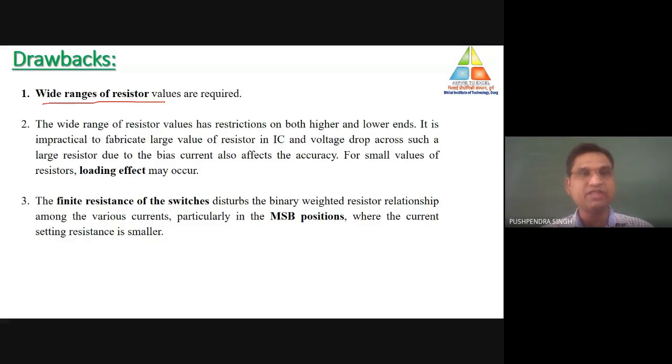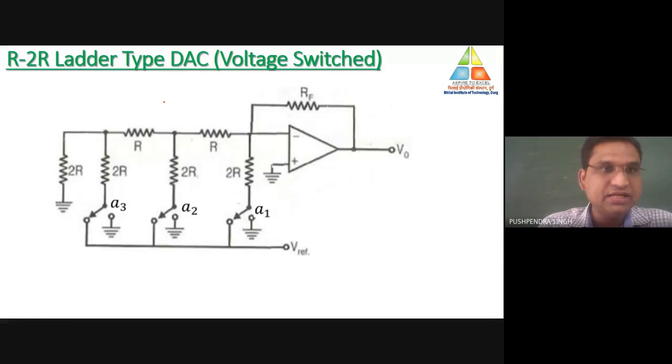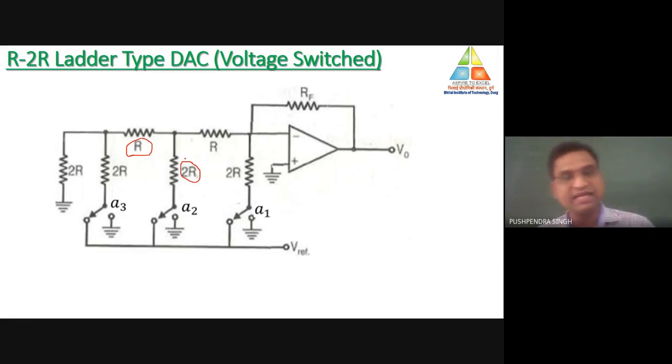So now moving further to the second kind of digital to analog converter, that is the R2R ladder type DAC. This R2R ladder type DAC is also called voltage switched. Why? Because here the calculation is based on voltage. What is the advantage of this circuit? Here you can see that only 2 resistance values are used for the design of the final circuit. The first resistance is R and the other one is 2R, twice of R. With the help of those only we can design the final circuit.